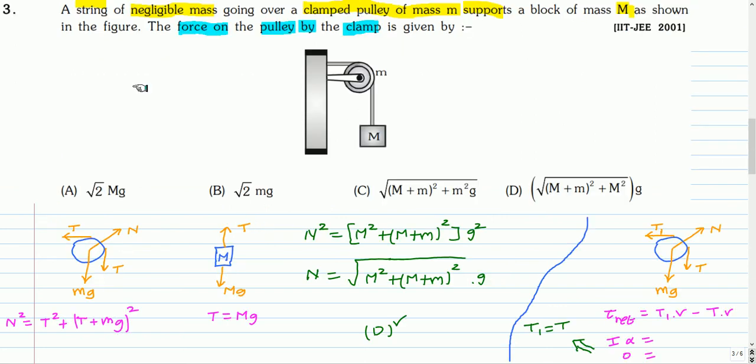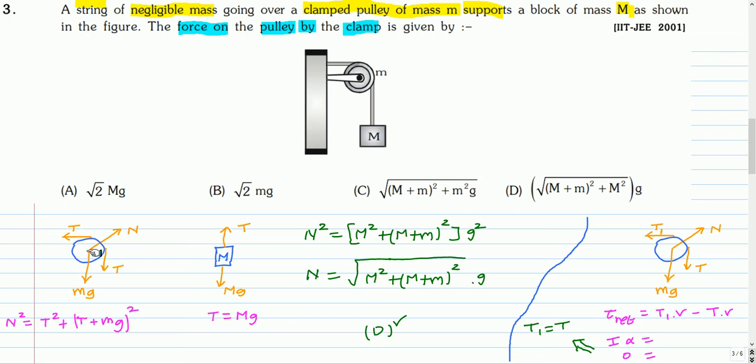This is the next question. A string of negligible mass going over a clamped pulley of mass m supports a block of mass capital M as shown in the figure. The force on the pulley by the clamp is given by. So there is interaction between the clamp and this pulley.